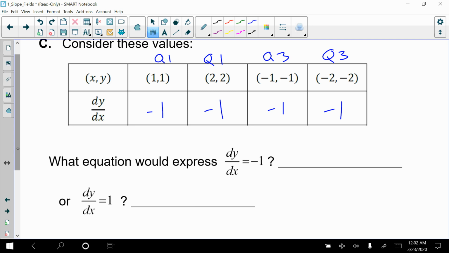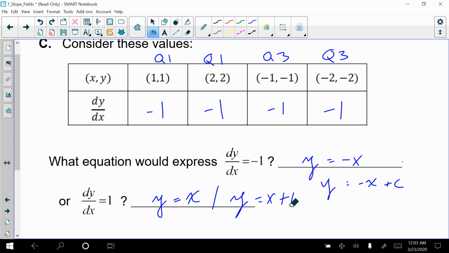What equation would express y is equal to a negative 1? Well, that would be something like y is equal to negative x, something like that. Or it could be y is equal to negative x plus some number to show a vertical shift. And something that would have a slope of a positive 1 would be like the linear parent function, y is equal to x. Or if you want to show any kind of vertical shifts, you can say y is equal to x plus 1, or x plus c rather.